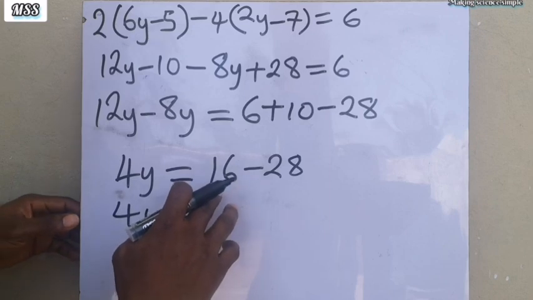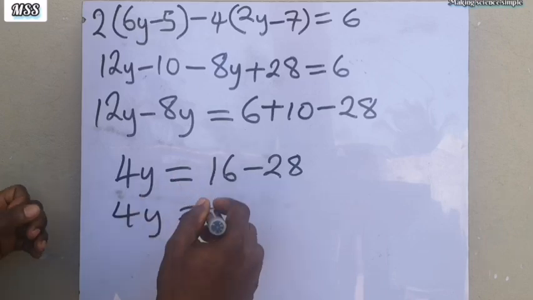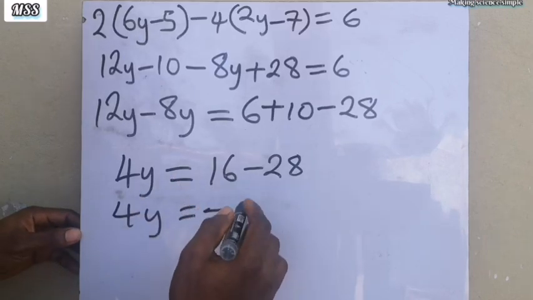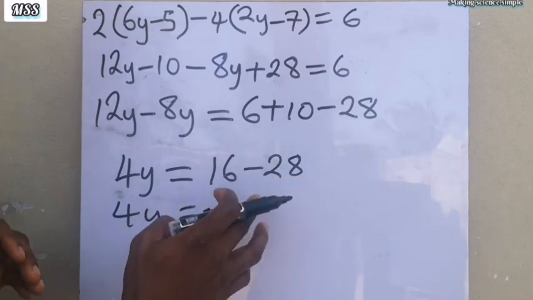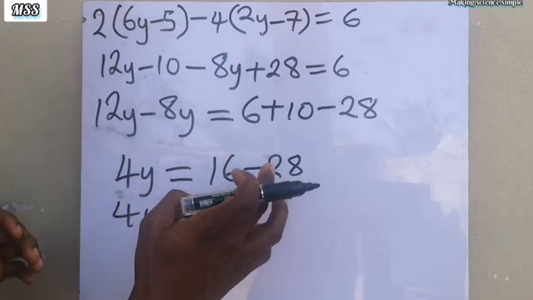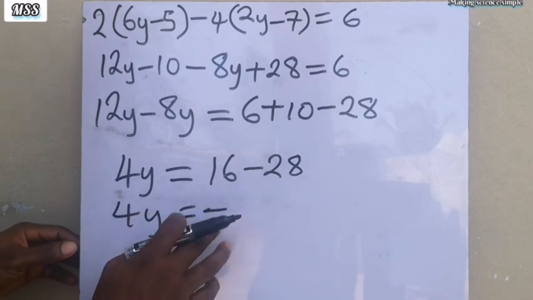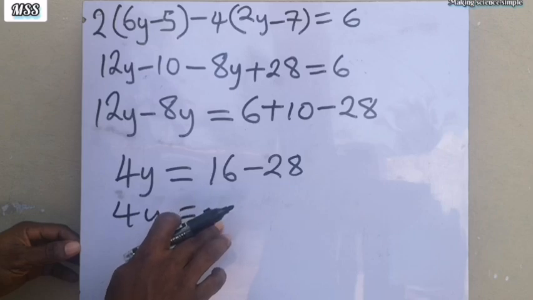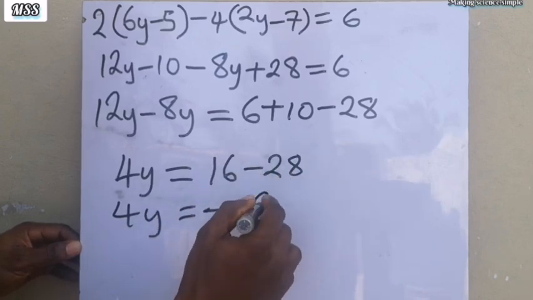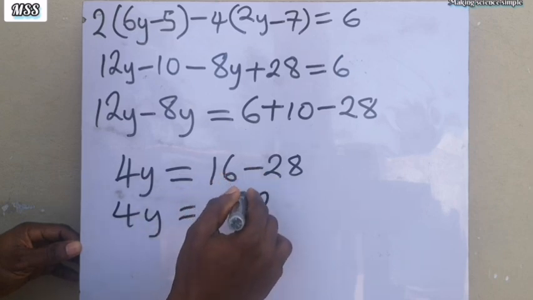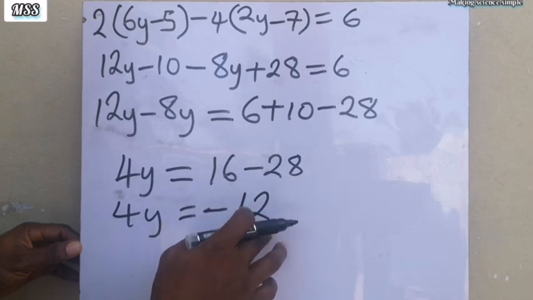Now, 16 minus 28, the answer is going to be in negative form because we are taking a bigger number away from a smaller number. How you can do this is just like saying 28 minus 16, but the answer will be in negative form. So if you remove 6 here, it will be 2. If you remove 1 here, it will be 1. So 16 minus 28 will give you minus 12.